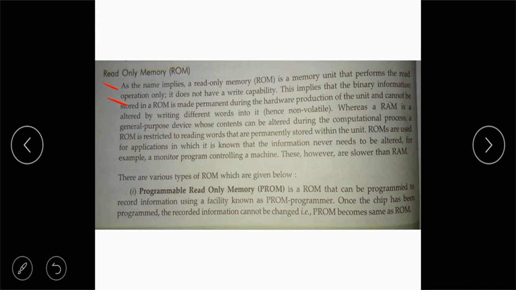Let us talk about the types of ROM. There are 3 types of ROM: PROM, EPROM and double EPROM. PROM stands for Programmable Read-Only Memory. It is a ROM that can be programmed to record information using a facility known as PROM programmer. Once the chip has been programmed, the recorded information cannot be changed. That means PROM is just like ROM only. Here the PROM programmer facility is there to record the information. Let us see the next.